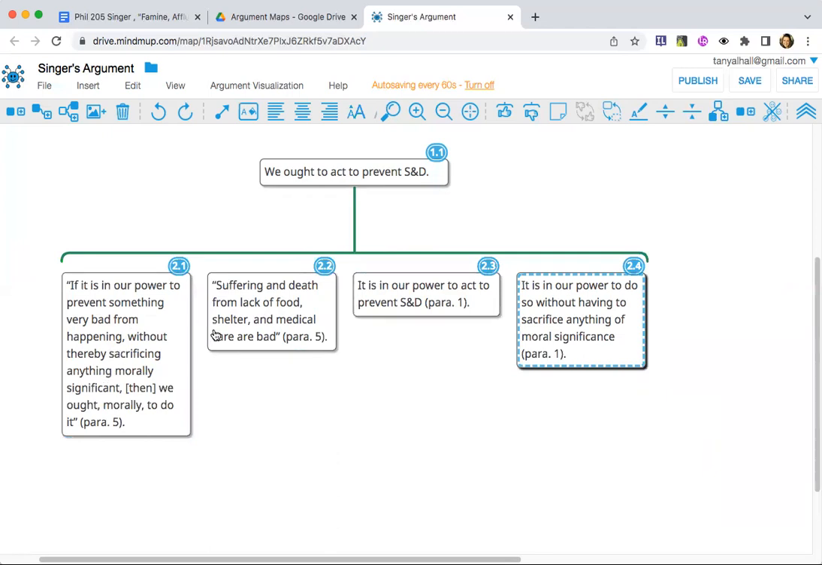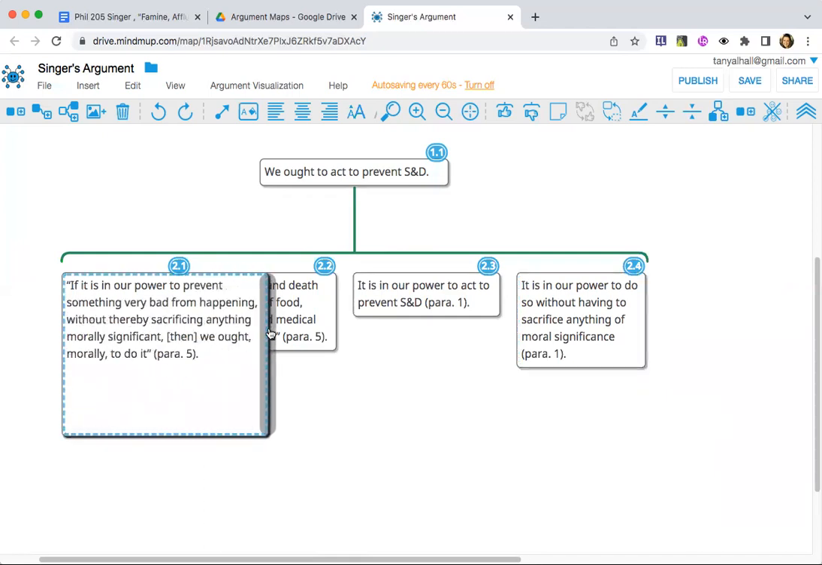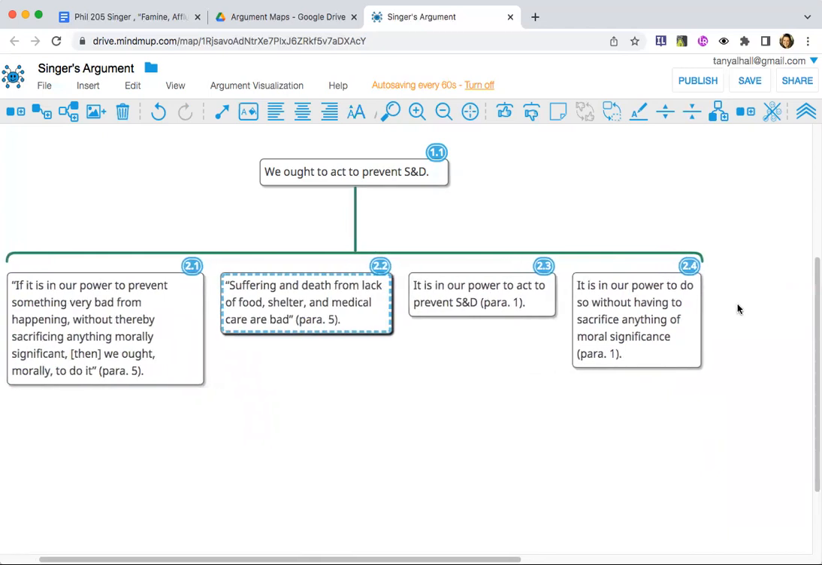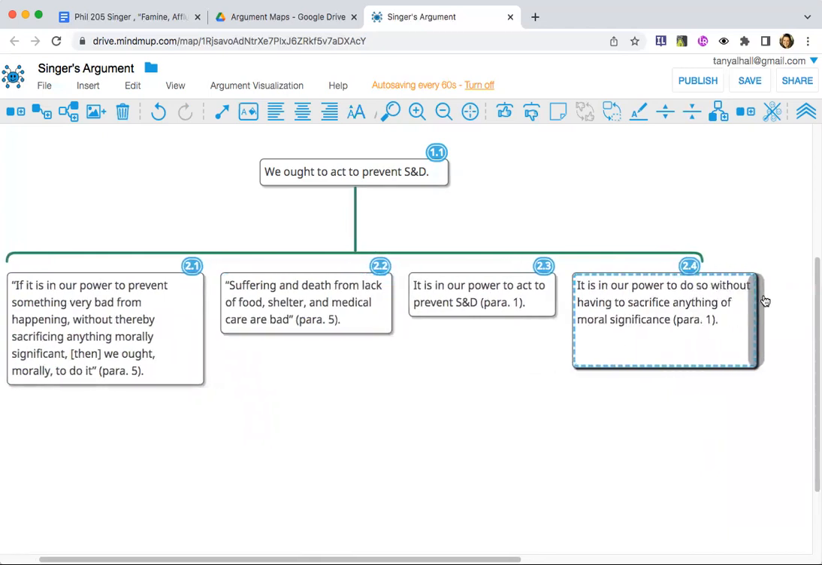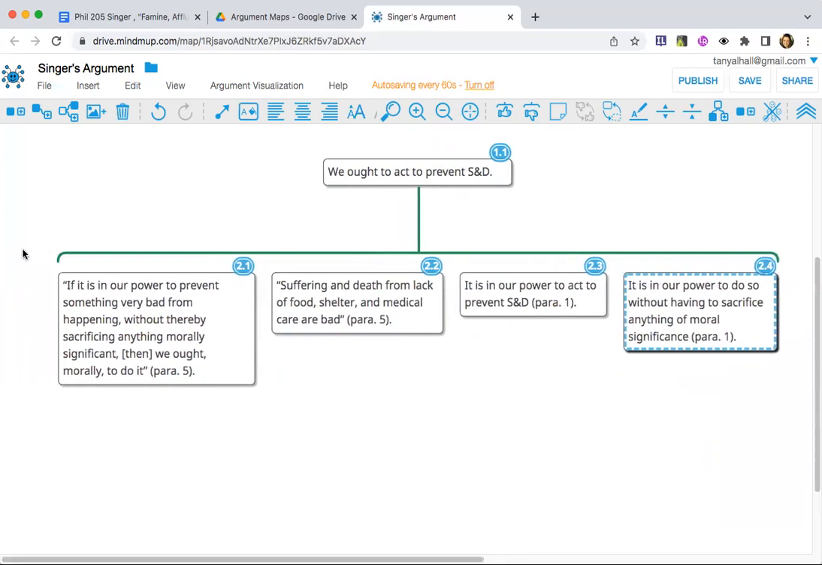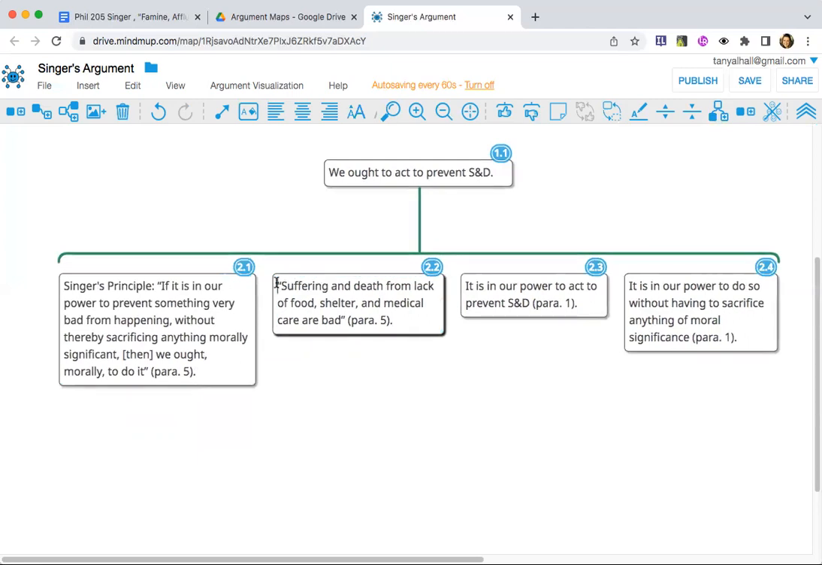Okay. So here's our argument. Let's label them just to make it clear. So let's call this Singer's principle. Let's call this the value claim. This is a claim about what's bad. We're taking this as an assumption throughout the rest of the unit. This is a claim about what's in our power.